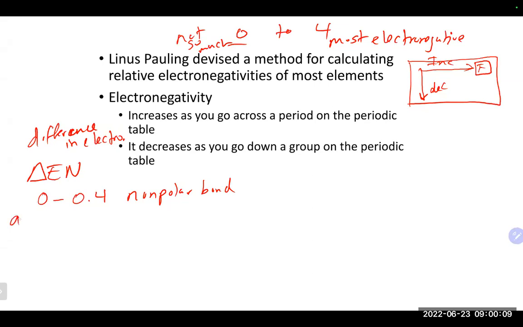If you go above 0.4 to below 2, that is considered a polar bond. So if you take the two electronegativity values and subtract them, and you get a value above 0.4, which I guess is 0.5, to below 2, that is considered a polar covalent bond. Between those two elements, you will have unequal sharing of electrons. That also would mean there would be a side that's more positive and a side that's more negative, partially positive, partially negative sides to that bond.